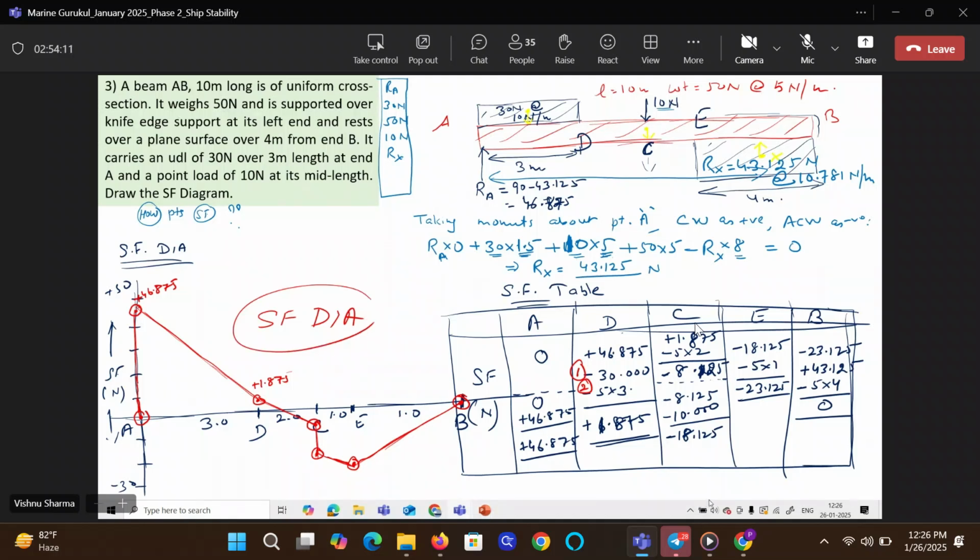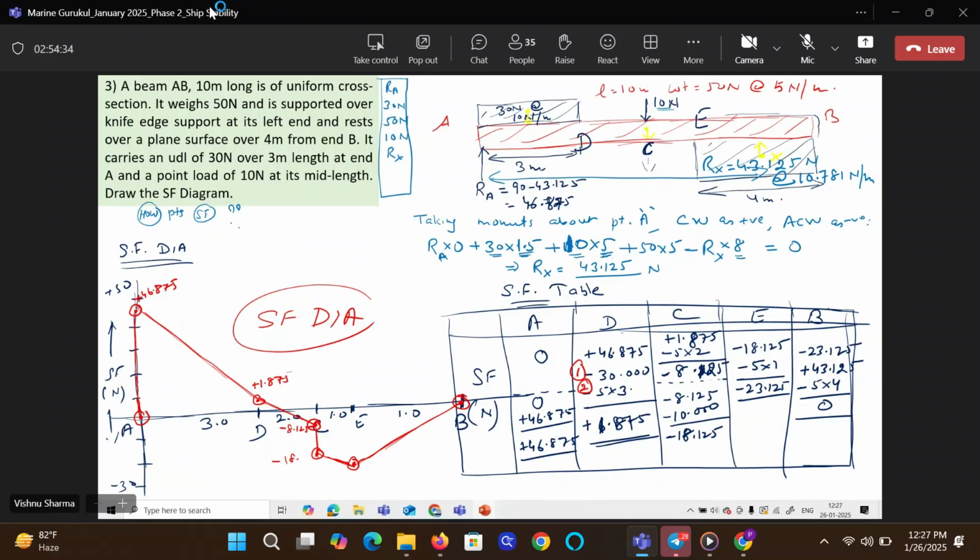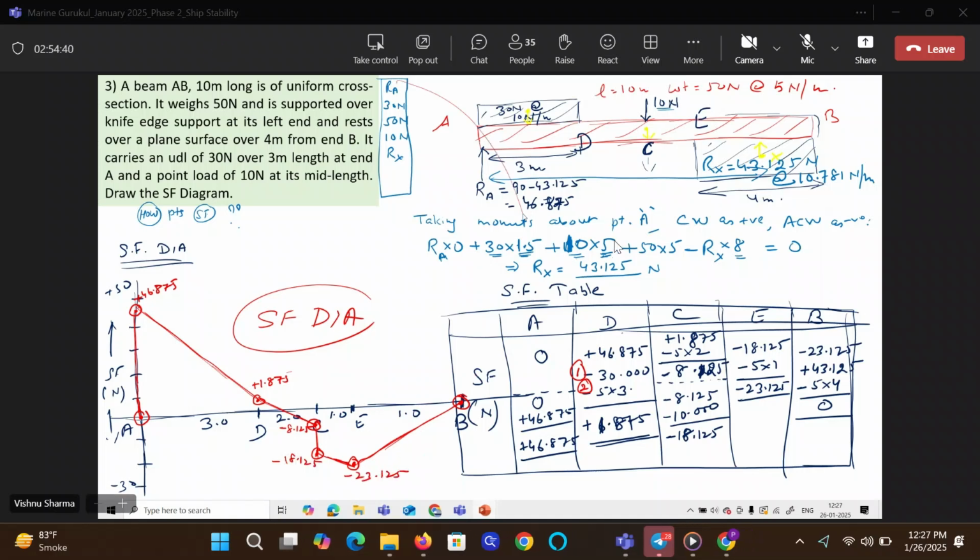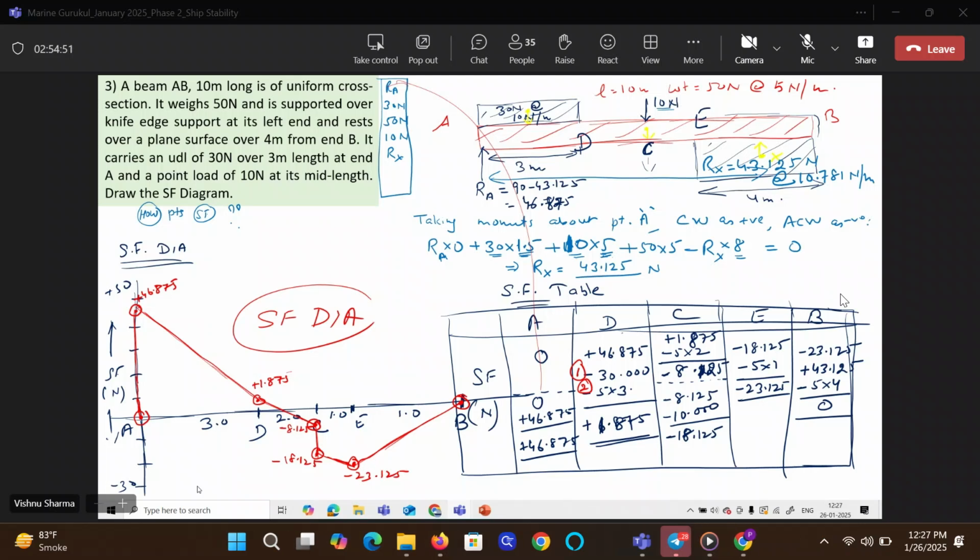Is it clear to everybody? Clear, class? I can put the values. This is minus 1, after that it is minus 8.125. Then it is minus 18.125. And it is minus 23.125, and that is 0. Is it clear now, guys? Is the SF diagram clear for this question? Does anybody have any doubts? Yes, sir, clear.